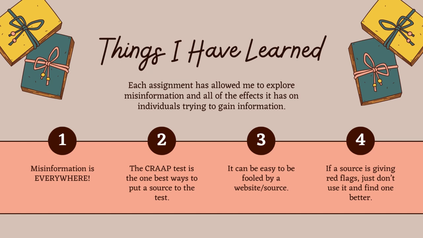First of all, misinformation is everywhere. It's kind of hard to not see it because it's on news sources, social media, newspapers, literally anything you see, even from other people. Now, the second thing is the CRAAP test is one of the best ways to put a source to the test. I'll explain later in the presentation how that helped me, but it's a good way for anyone to put a source to the test. And three, it's easy to be fooled by a website or source and can be misleading because people have a way of fooling people online. That's just a normal thing now, which is sad. Then four, if a source is giving red flags, just don't use it and find one that's better.